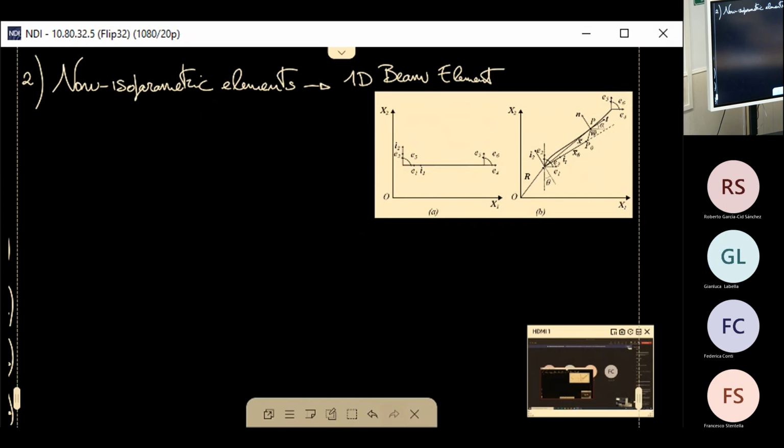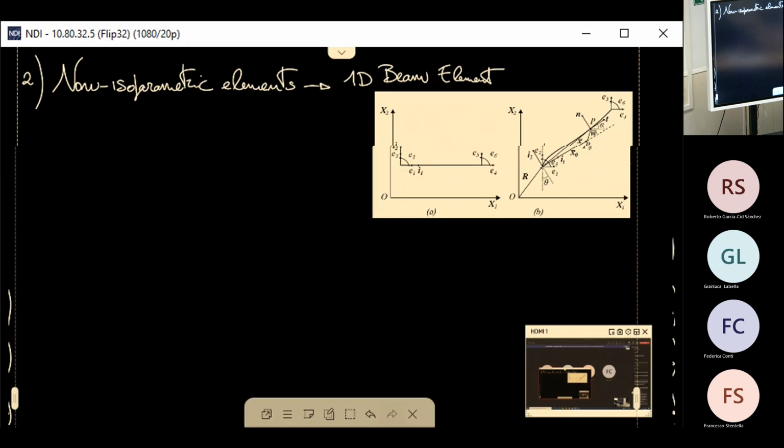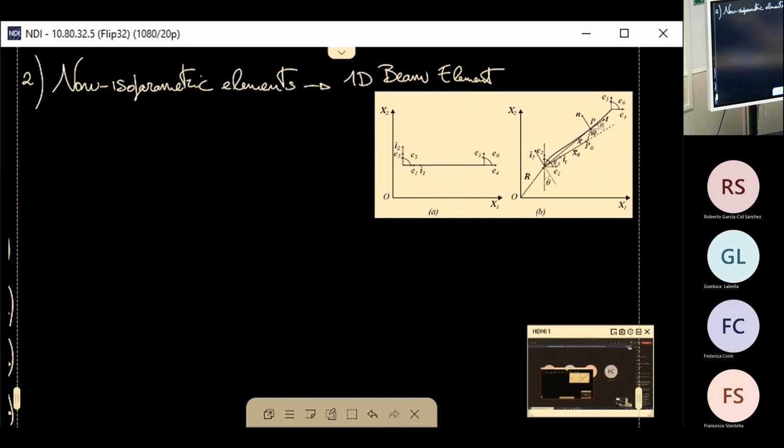Okay, in this case we have another element type. It's a non-isoparametric one in which we have not only position and or displacement as nodal coordinates, we also have small rotations. You can see it here in this picture, A, E3 and E6, they are the rotation at the nodes. We will see that this has significant consequences in terms of modelization.